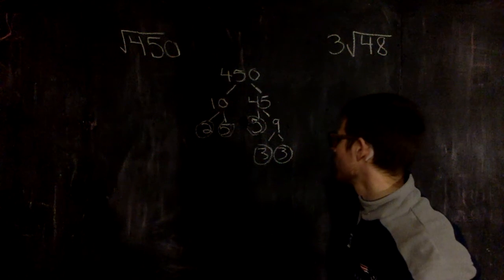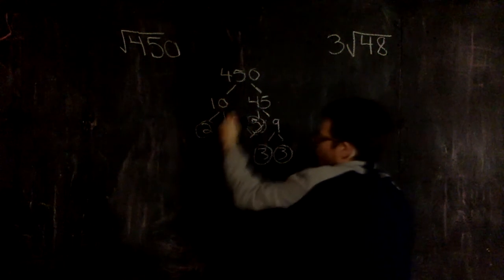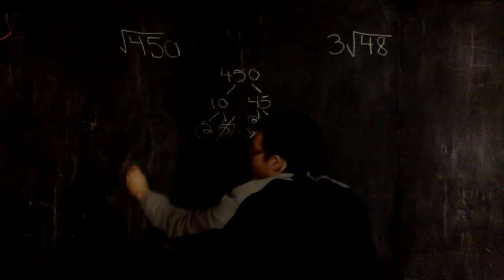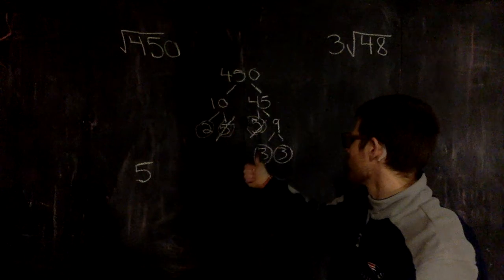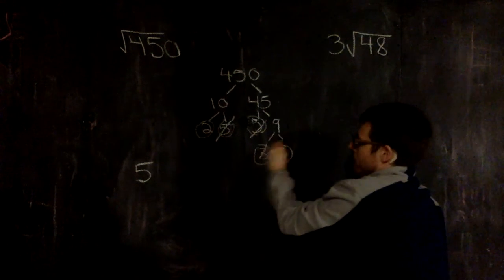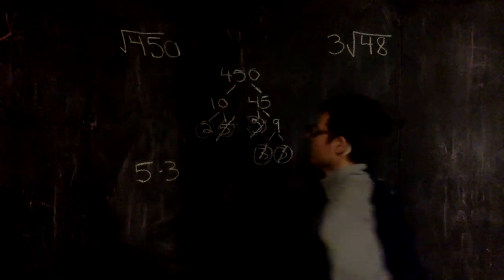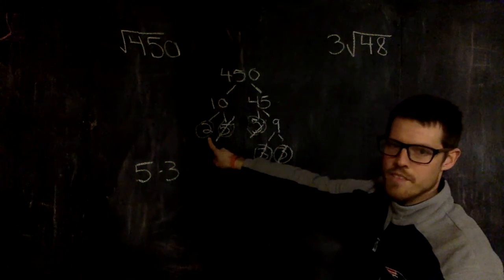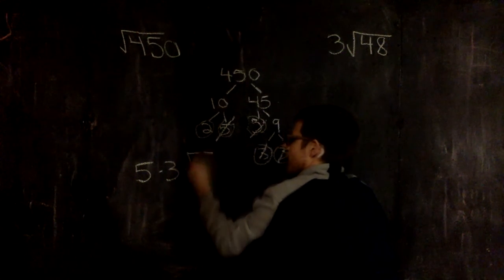Now I need to try to figure out what are my pairs. I have a pair of 5s, so I'm going to cross that out, and my answer is going to have a 5 in front. Now I look for another pair, and I have it. I have a pair of 3s, so I cross that out, and I put a 3 out here. Now this 2 that I have circled doesn't have anything to pair with, so that's stuck under the radical.